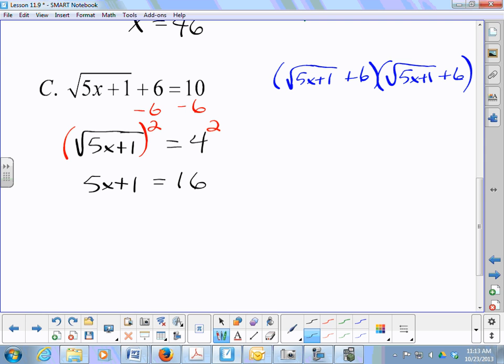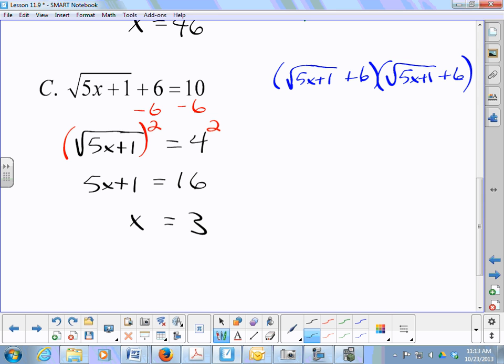So how many people got 3? Good. Montana, did you get 3? Okay. So then x equals 3. We subtract 1. That gives us 15. And 15 divided by 5 is 3.